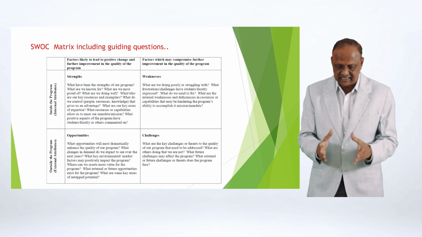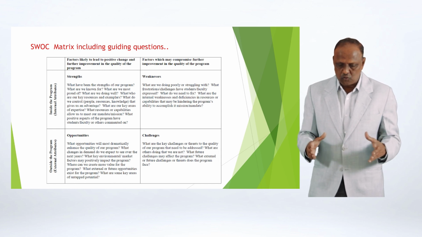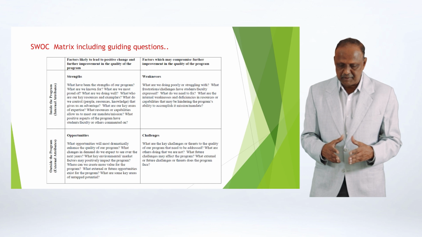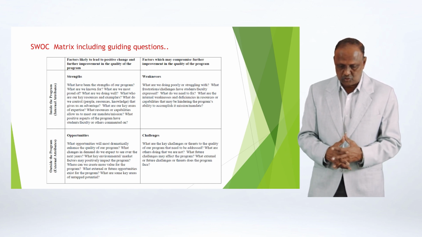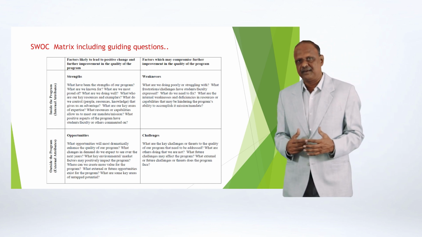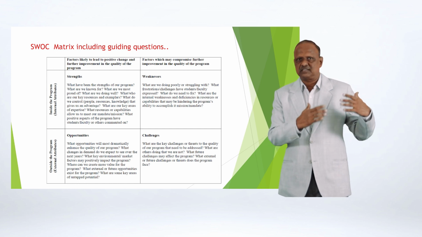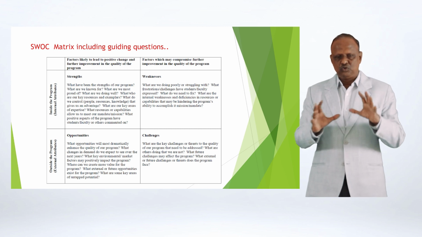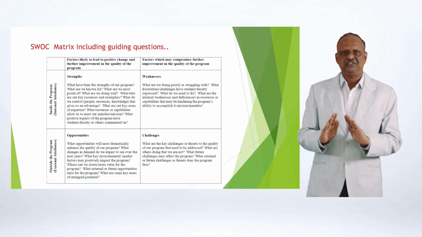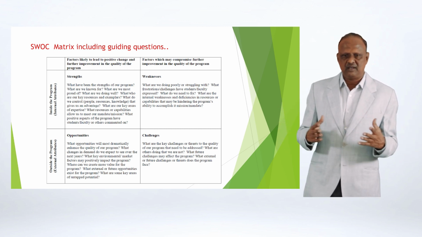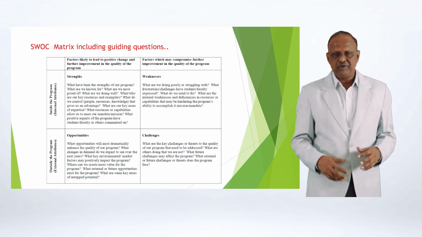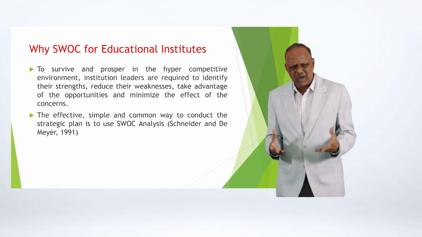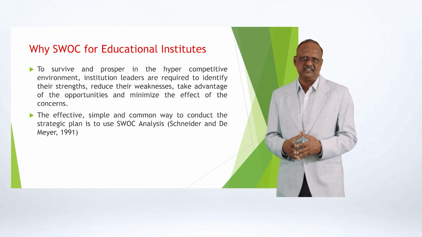What are the key challenges or threats to the quality of our program that can be addressed? What are others doing that we are not doing? So such questions, if you ask, a set of questions, you can frame your own questions, no problem. And once you do that, your stage is set for a typical SWOT analysis. Moving forward, you may ask a question, why does an educational institution need such an analysis?